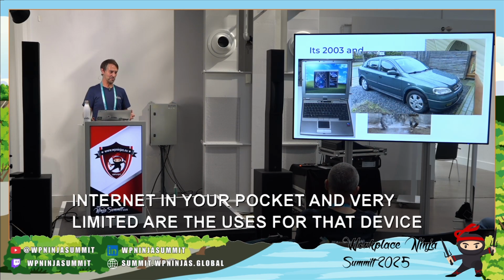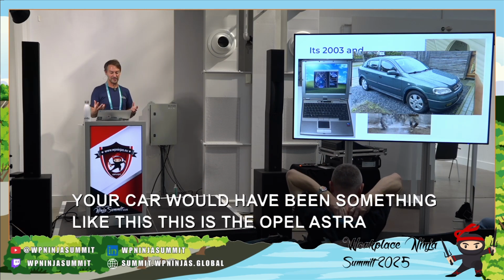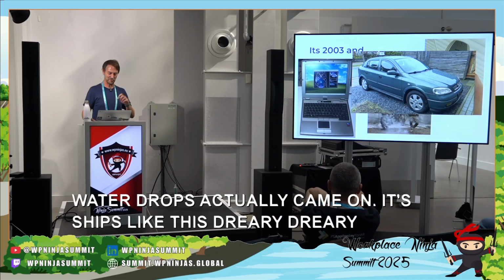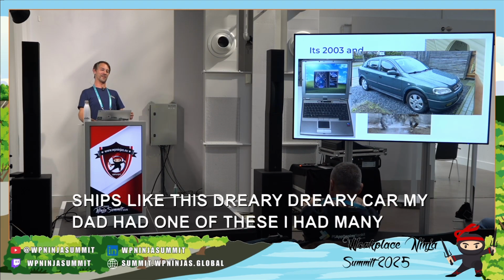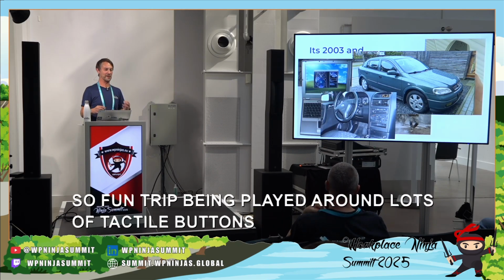Your car would have been something like this. This is the Opel Astra. The water drops actually came on it. It shipped like this, a dreary, dreary car. My dad had one of these. I had many a not so fun trip being ferried around. Lots of tactile buttons, but very drab.